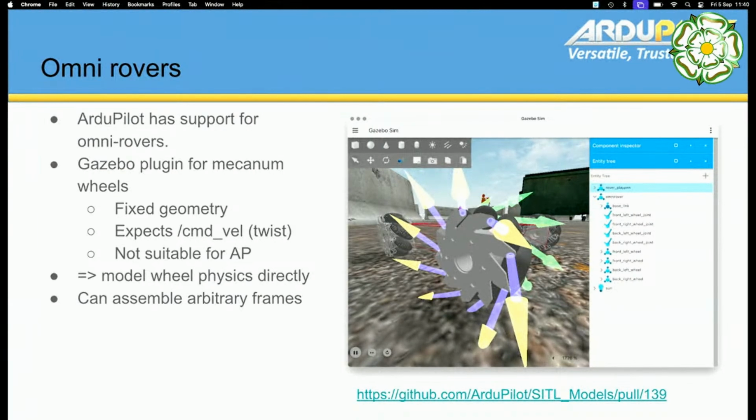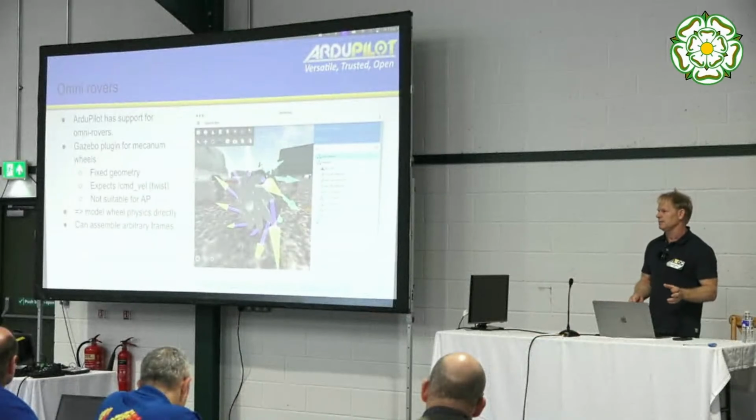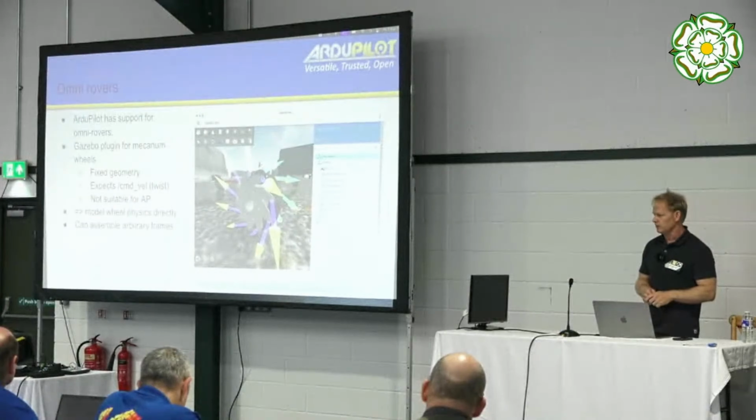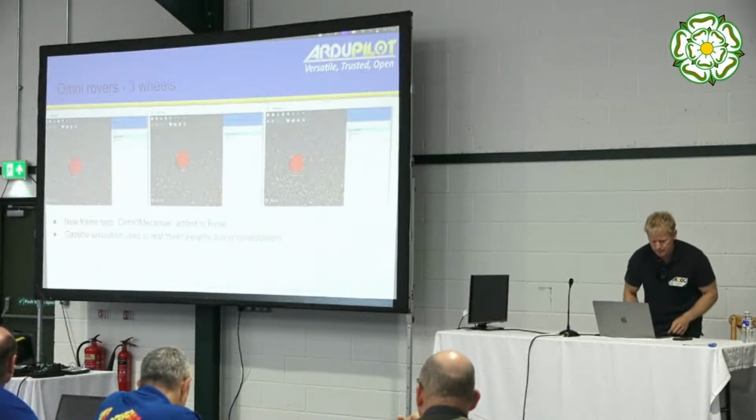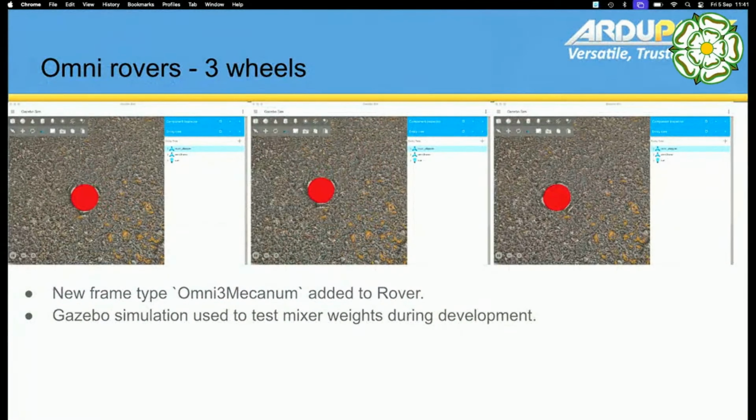So to get that to work well in Gazebo with ArduPilot, you really want the wheels to be doing the physics. That's what I did. We said, well, take a Mecanum wheel. It comprises a whole set of rollers. Just make the wheel have the rollers. Let the friction and the collision logic in the rigid body system do the work for you. Then we can assemble arbitrary frames that contain Mecanum wheels, and we can run them. So that's what we did. And we have an Omni three-wheel rover that can rotate and move laterally, so it's holonomic in the XY plane.